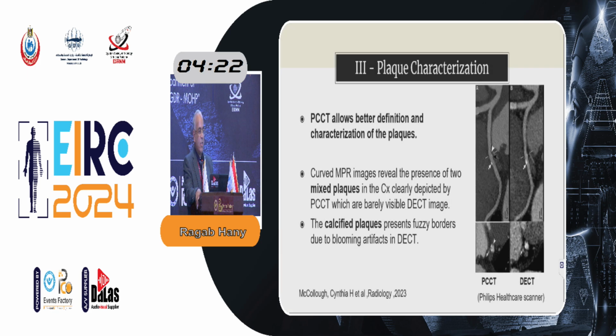Regarding also plaque characterization, okay, as we said before, we don't have the calcium blooming artifact. So if you have a mixed plaque, we can calculate exactly the calcium part, and you can calculate also the soft or non-calcified part. And this also will help us in determining the vulnerable plaques. This is an example for comparison to see how the non-calcified plaque can appear in photon counting compared to the dual energy CT scan, and how the calcium blooming appears.